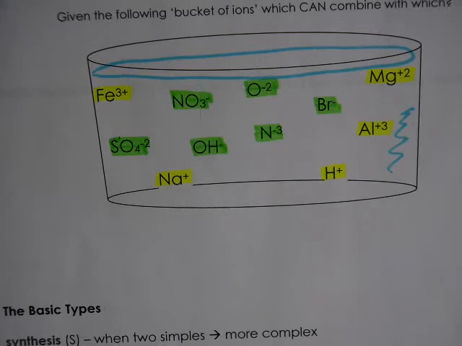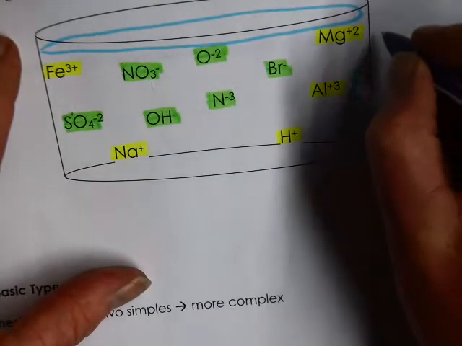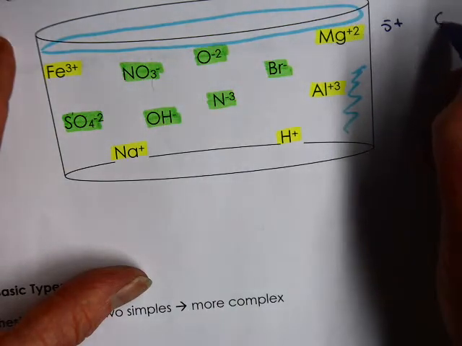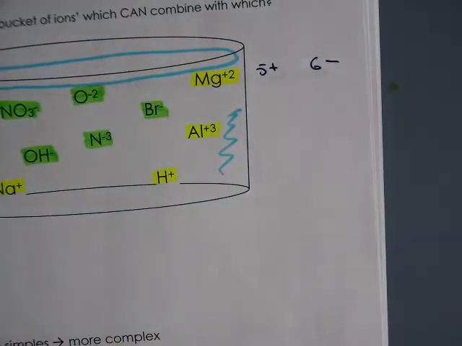What happens to the positives and negatives? They attract each other. So looking at this bucket full of ions, what should be in your mind is, oh my goodness, how many different combinations could I come up with? Well, maybe not millions, but let's say I've got 5 positives and I've got 6 negatives. I'm thinking probably I could come up with 30 different combinations here.